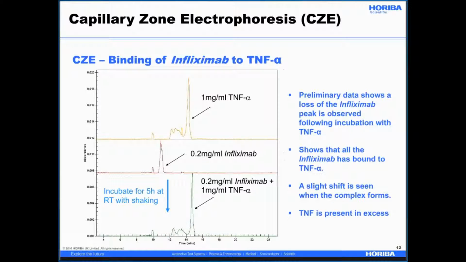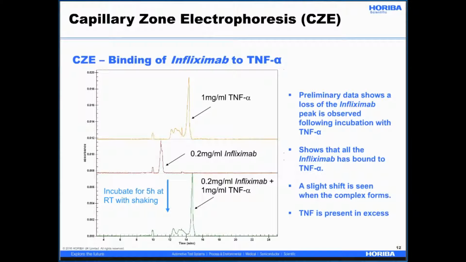Here we have the data for the binding of Infliximab to TNF-alpha. The top trace is 1 mg/ml TNF-alpha, and the middle trace is 0.2 mg/ml Infliximab. These two solutions were then combined at room temperature for 5 hours with shaking. The bottom trace shows the results obtained following this incubation. We can see that the Infliximab peak has been lost, and there is a slight shift in the TNF peak. These results indicate that binding has occurred.